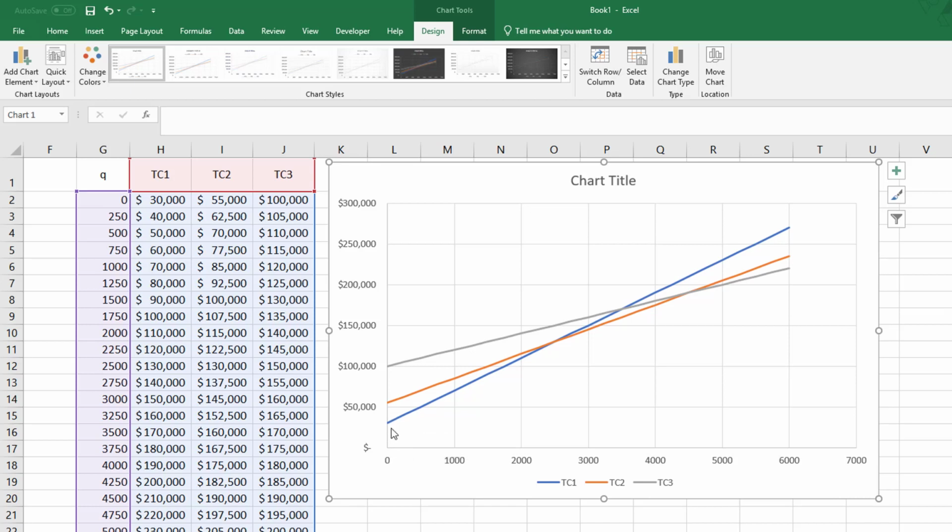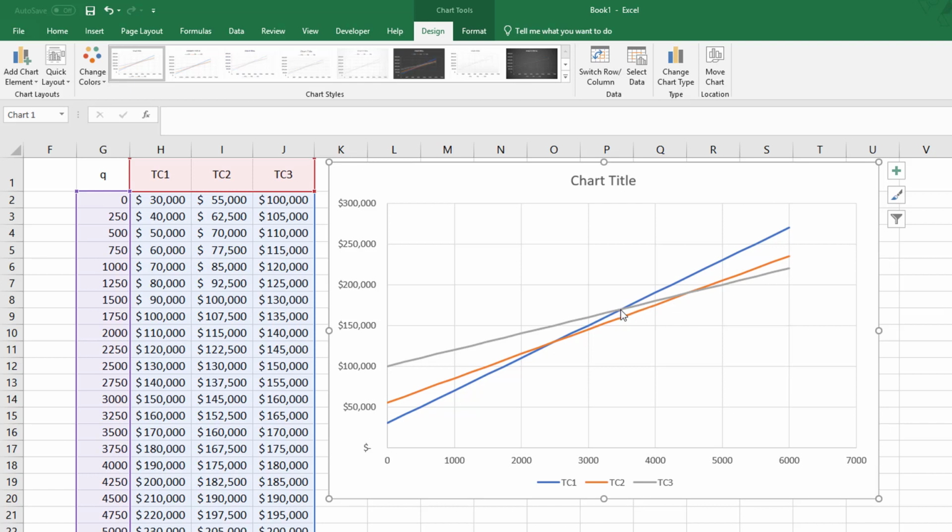Well, between an output level of 0 and this intersection, the first location, Sandusky, Ohio, has the lowest possible cost. And then from here until this intersection, Erie, Pennsylvania has the lowest cost. And for output levels beyond this point, Pittsburgh has the lowest cost. All right, well, what I need to find are these intersections.